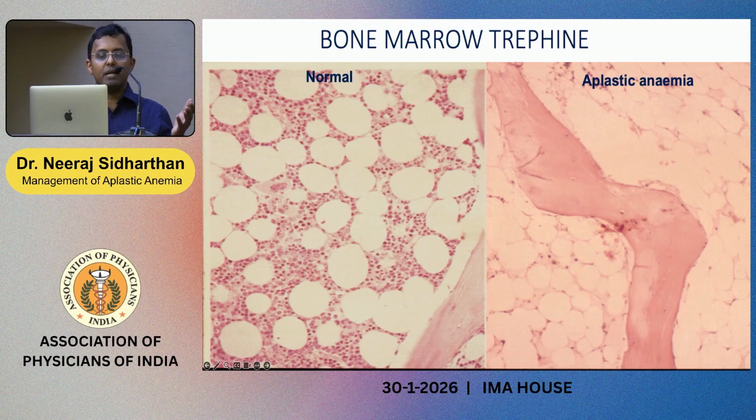So if you look at the marrow, this is the normal marrow. You can see the fat lobules here, and then all the hematopoietic cells are there. Whereas in an aplastic marrow, this is how it looks, and it almost looks like replaced with fat. You hardly find any hematopoietic cells there.